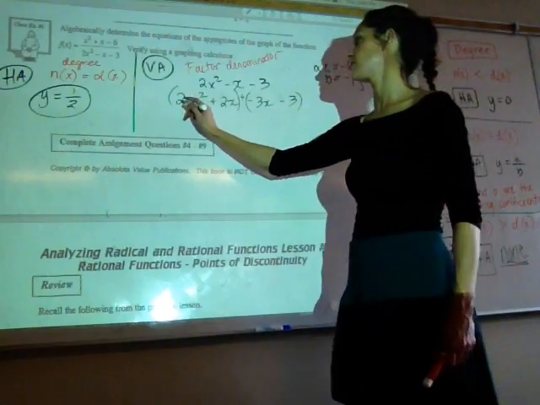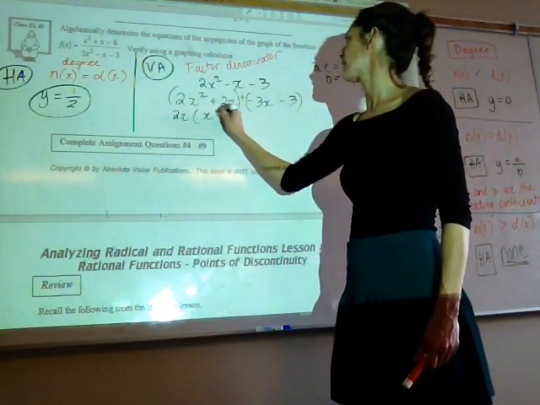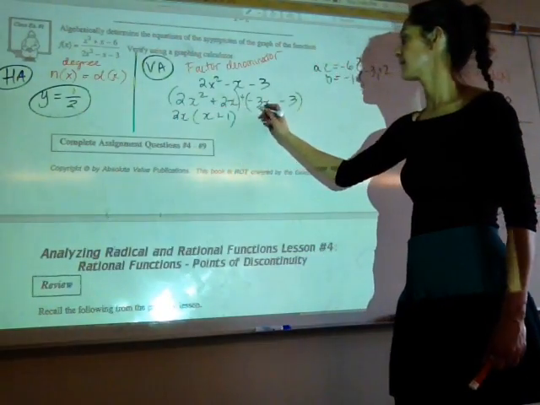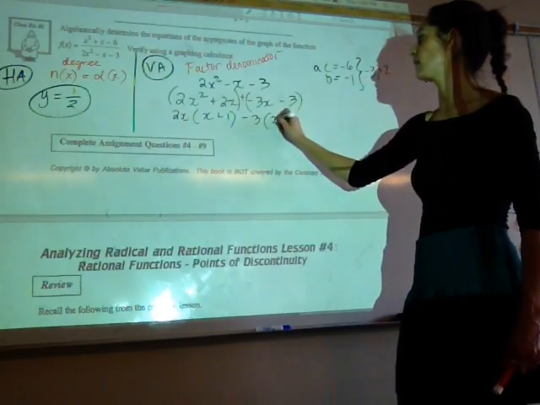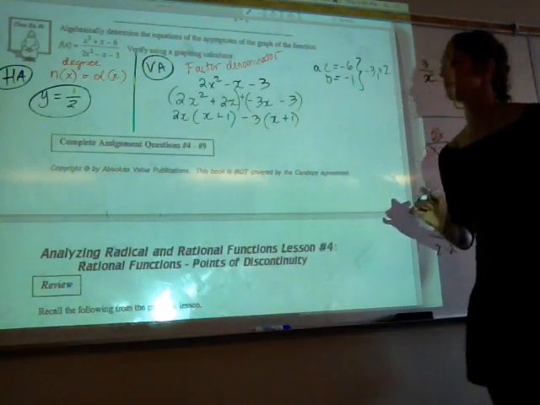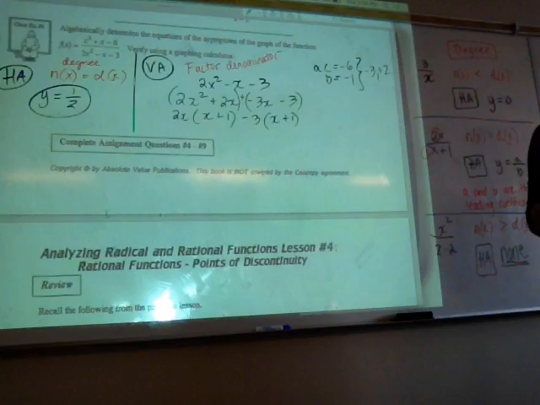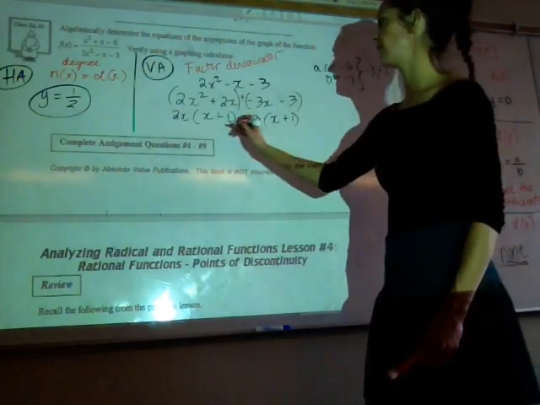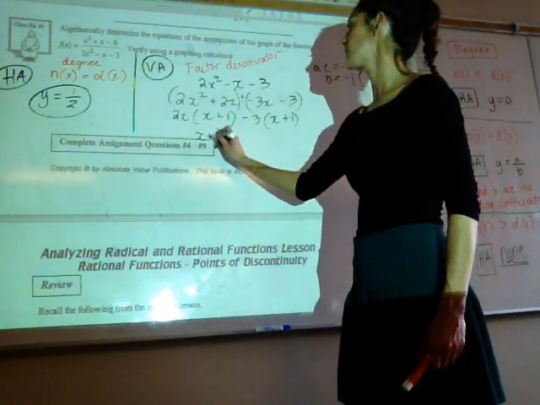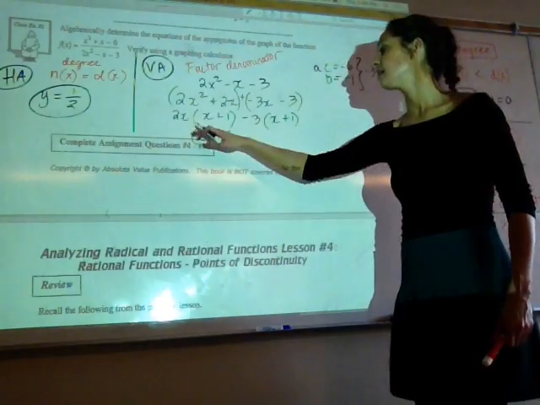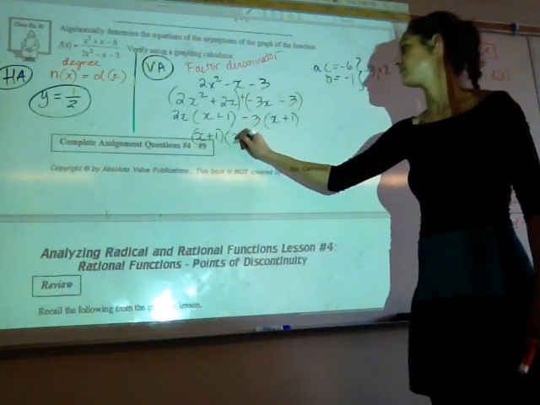First group, we can take out a 2x. We're left with x plus 1. And the second group, we can take out a negative 3, and we are left with x plus 1. Both groups have x plus 1 as a common factor, so we can factor that out. X plus 1 goes in front, and we're left with 2x minus 3.